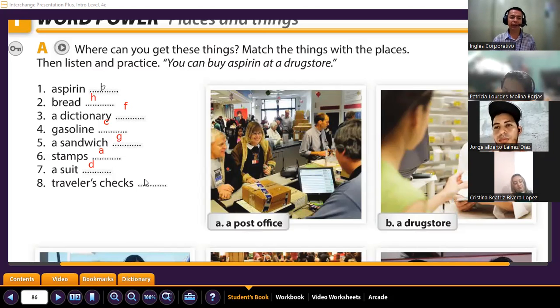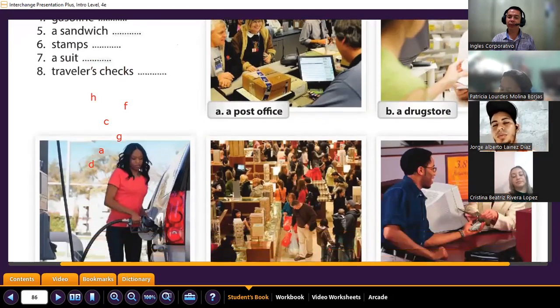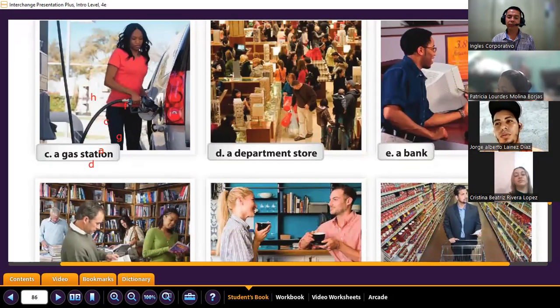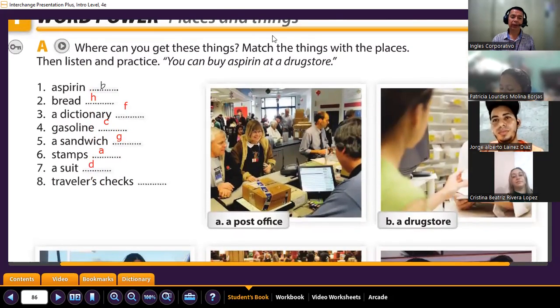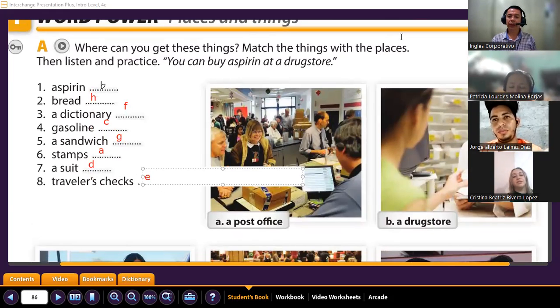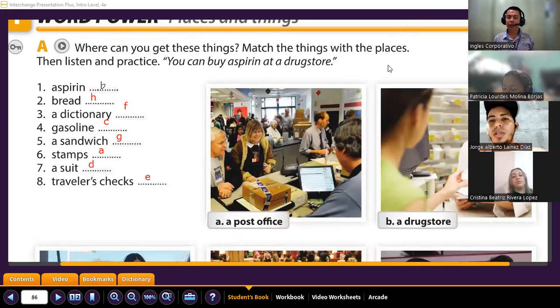Now, the traveler check. Where can you buy traveler checks? Letter E. A bank. Letter E, right? Okay, again, Jorge. You can buy a traveler check at a bank. At a bank.